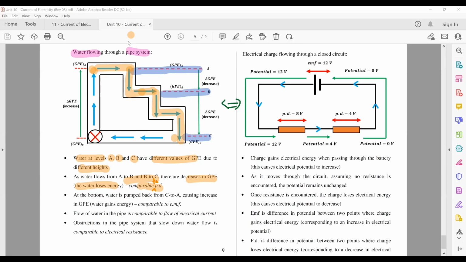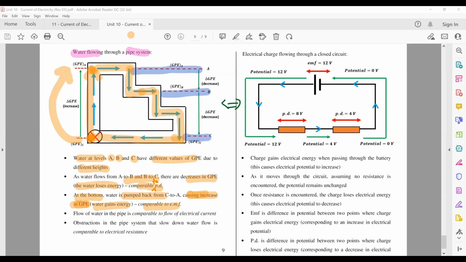Now, at the bottom, when water is pumped back from level C back to level A, there will be an increase in GPE. The water will actually gain energy as it moves from C back to A. In order for it to move from here to here, you need to put energy in. The water is gaining energy, and that energy gained is converted to increases in GPE. Now, this one will be comparable to EMF inside a circuit.